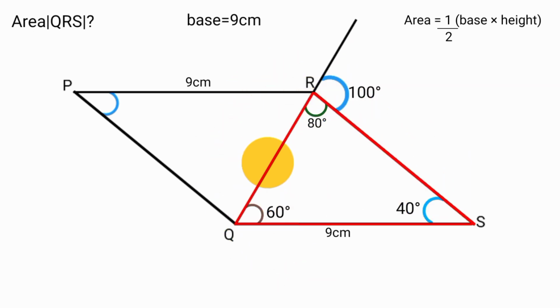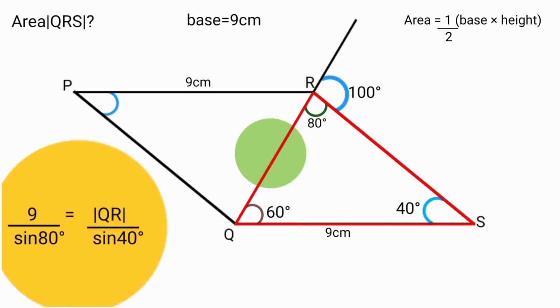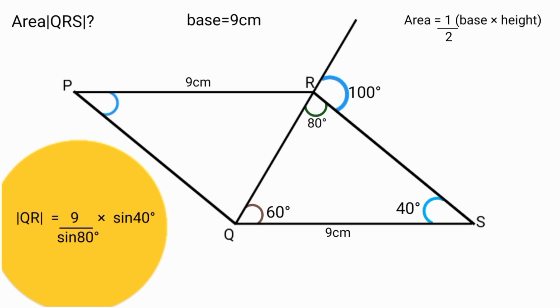So let's find the length of this side here. So using the sine rule, 9 over sine 80 degrees equals line QR over sine 40 degrees. Making line QR the subject, line QR equals 9 over sine 80 degrees times sine 40 degrees.